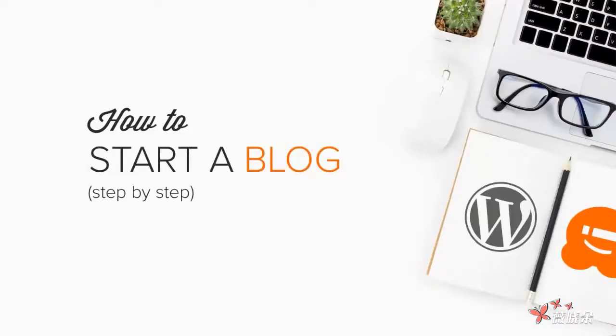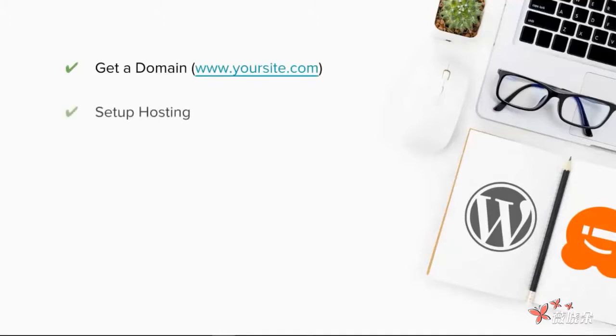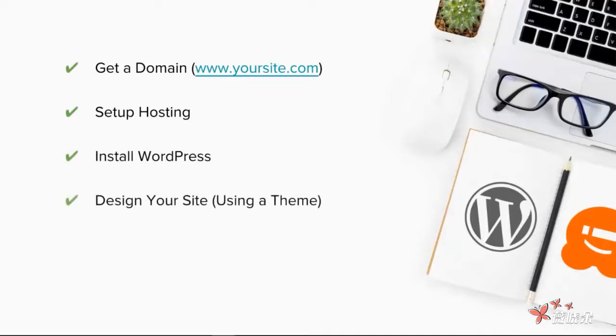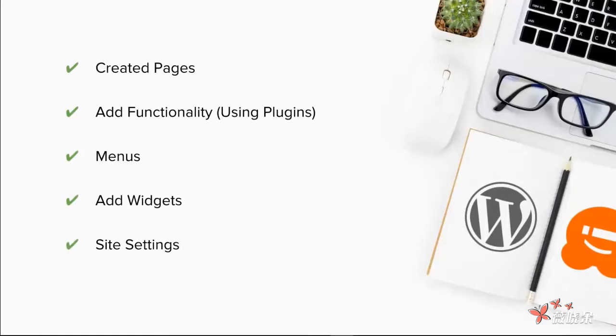Okay, we're at the end of this video and you did it. In this video, you learned how to start your own WordPress blog. And we covered a lot of steps to get you up and running quickly. First, you registered your domain name or your website's address on the internet. And then you set up hosting for your website. That's where your site lives. You installed WordPress, and then you designed and customized your website using a WordPress theme. You created your first blog post and added pages, plugins, menus, widgets. You even made some settings changes to make the site completely yours.